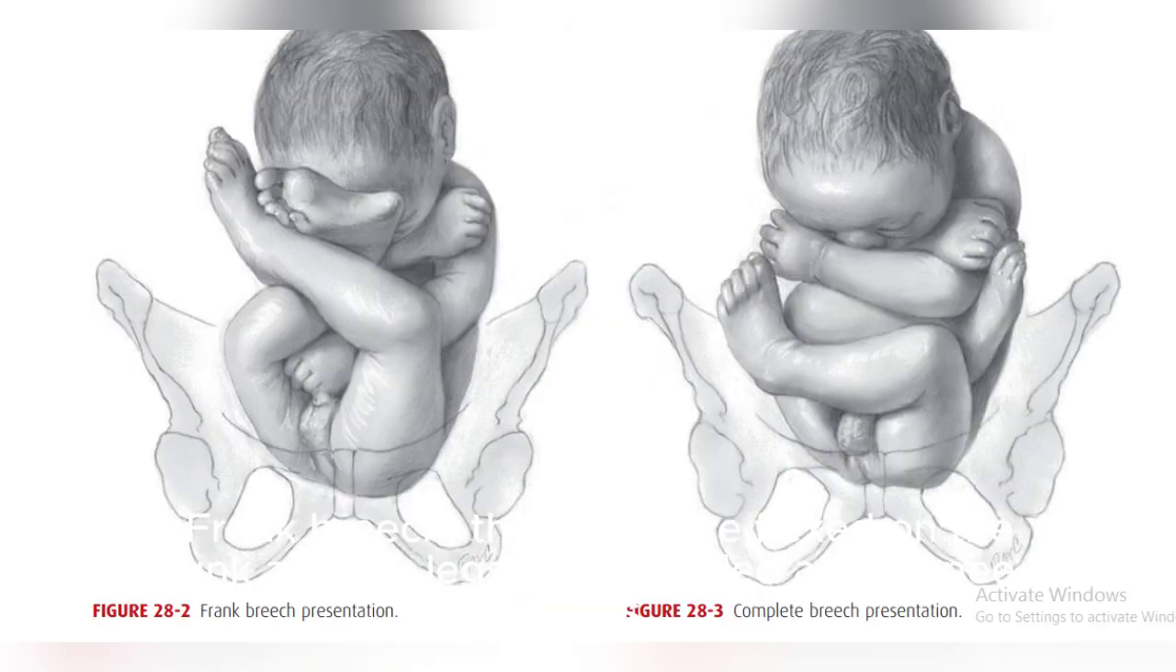In frank breech, the thighs are flexed on the trunk and the legs are extended at the knee joints. Frank breech is commonly present in primigravidae, accounting for about 70% of all breech presentations. With a frank breech presentation, the lower extremities are flexed at the hips and extended at the knees, and thus the feet lie in close proximity to the head.